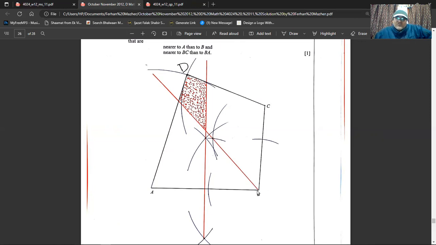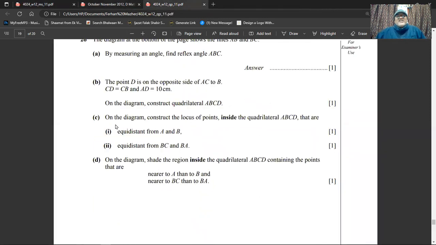Join this point with this vertex and make a line. This red line shows the angle bisector. So when you go on this line, you are always equidistant from the BC and the AB line. Angle bisector, this is how you draw it. Okay, then he says on the diagram, construct the locus of, we are done with that.